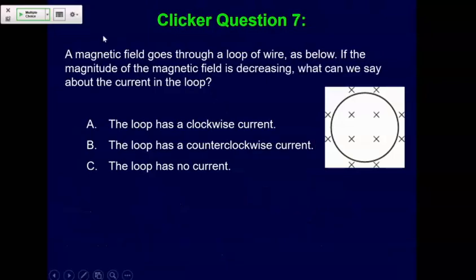So let's try one ourselves here and see how we do. A magnetic field goes through a loop of wire as below. If the magnitude of the magnetic field is decreasing, what can we say about the current in the loop? Go ahead and think about this one and see what you think.